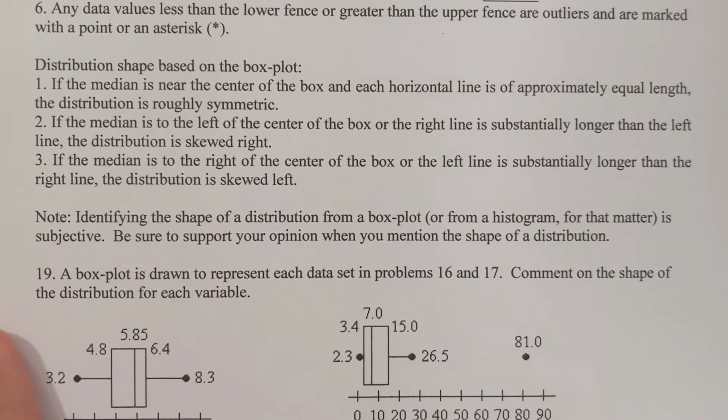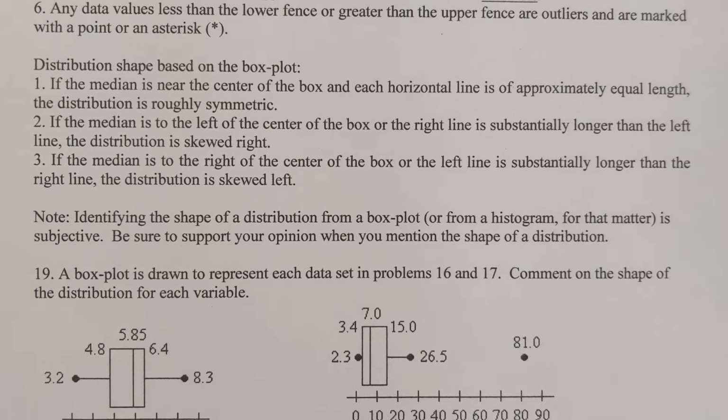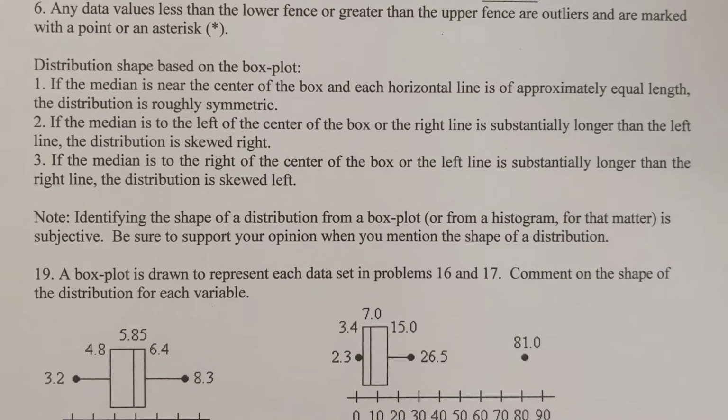One of the things we talked about is distribution shapes, and you can determine the distribution shape from a box plot. If the median is near the center of the box and each horizontal line is of approximately equal length, then the distribution is roughly symmetric. Roughly symmetric does not mean bell-shaped. It usually does, but it could mean uniform, that's the same on both sides, symmetric.